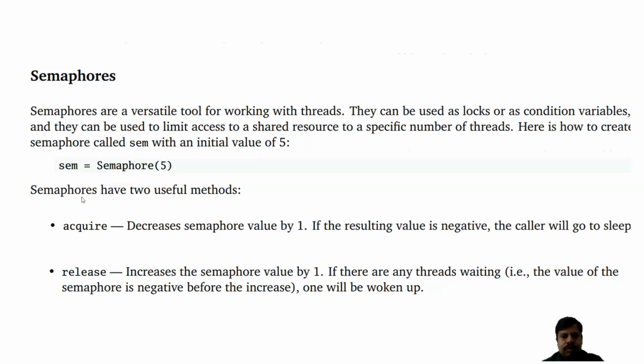Semaphores have two useful methods: one is acquire, another one is release. Whenever a semaphore uses acquire, it decreases the semaphore value by 1. Whenever release is used, it increases the semaphore value by 1. Okay, so this is simply the summary of this particular class.